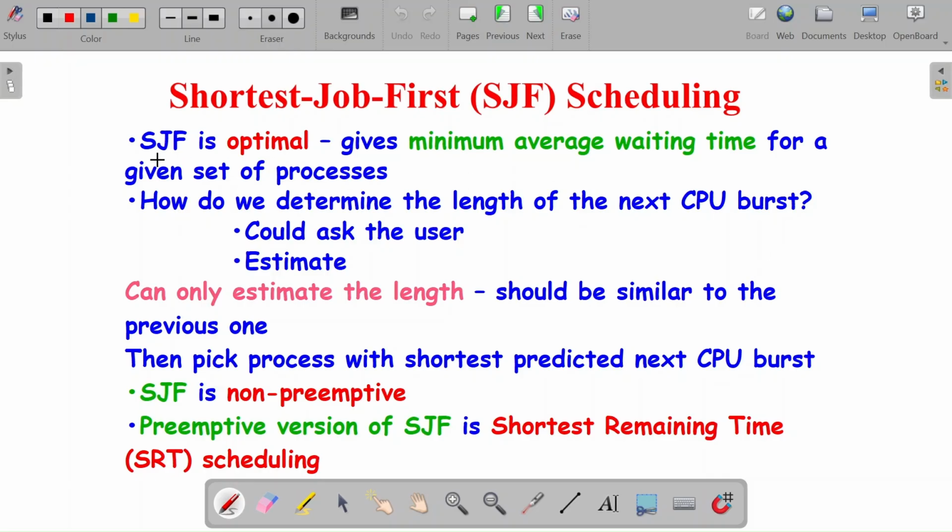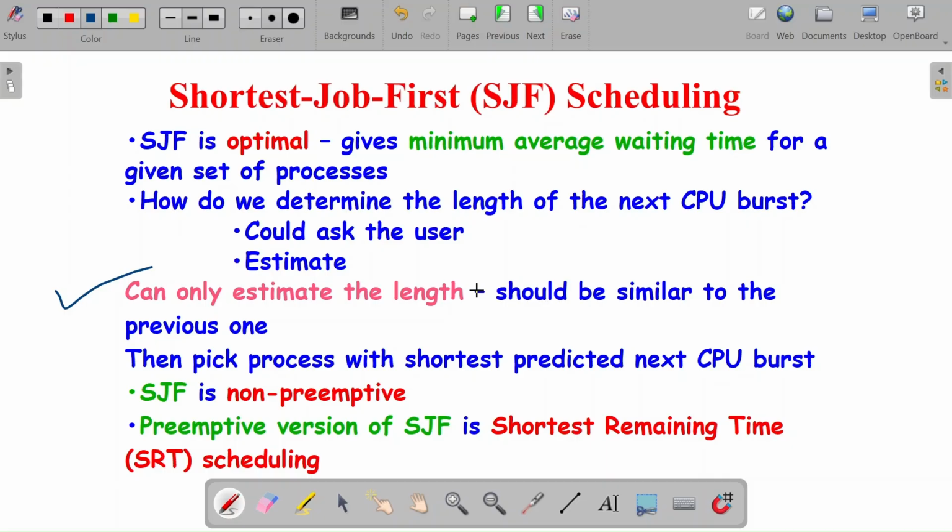Now the question is, is the SJF algorithm optimal? Yes, because it gives the minimum average waiting time for a given set of processes. But how do we determine the length of the next CPU burst? Either we can ask the user or we have to estimate. Of course, we can only estimate the length. It should be similar to the previous one.